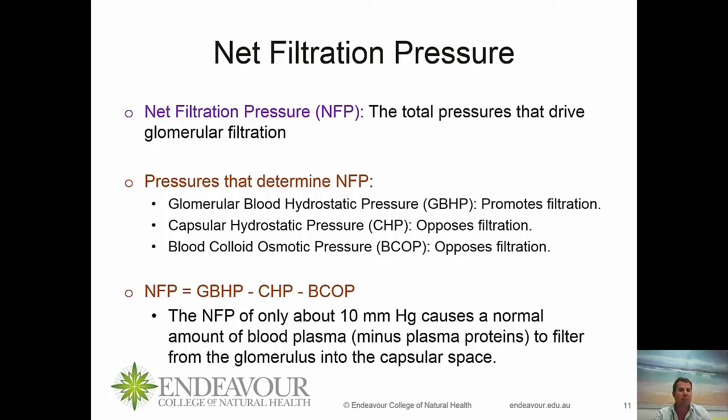So our blood pressure is, say, 120 on 70, okay? So it's about a tenth of your diastolic pressure. So 10 millimeters of mercury. And that's the pressure that forces all that ultrafiltrate through into all our nephrons.